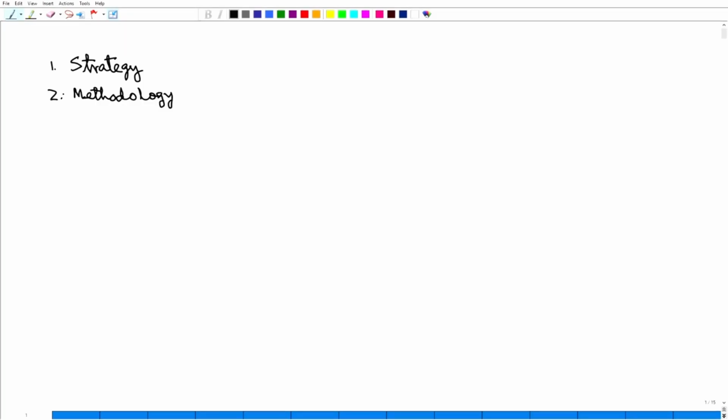So, about the methodology, I will tell you the first is the template method. Okay, this is the first method I will describe and I will tell you in terms of a story.